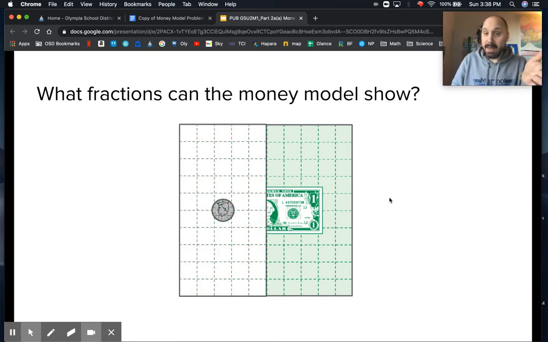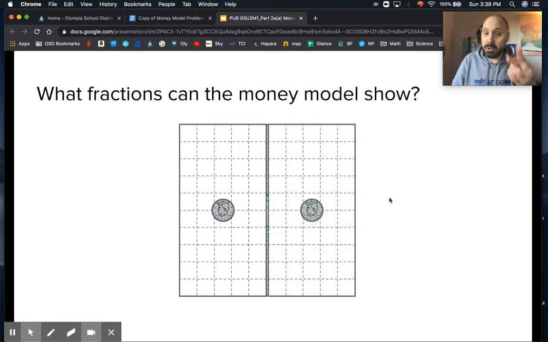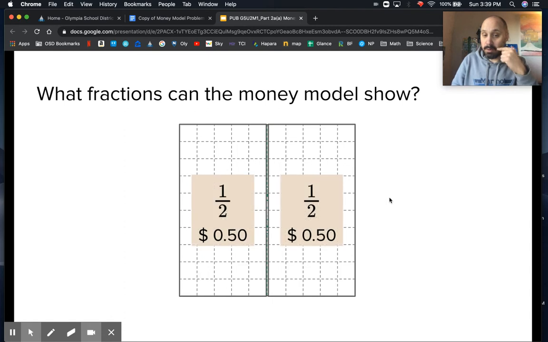So we have a half dollar, or 50 cents. Two halves make a whole. That 50-cent piece shows that it's 50 hundredths or half a dollar. So 1/2 plus 1/2 is a whole, or 50 cents plus 50 cents is a whole. Okay, let's see what else we got.